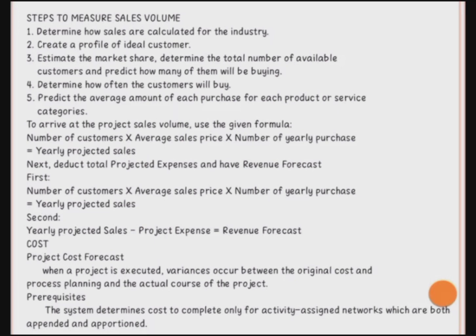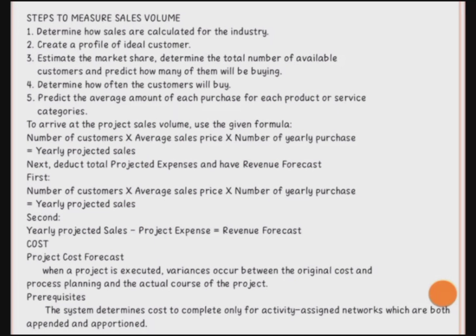Number of customers times average sales price times number of yearly purchases equals yearly projected sales. Next, deduct total projected expenses to get the revenue forecast. First, number of customers times average sales price times number of yearly purchases equals yearly projected sales. Second, yearly projected sales minus projected expenses equals revenue forecast.